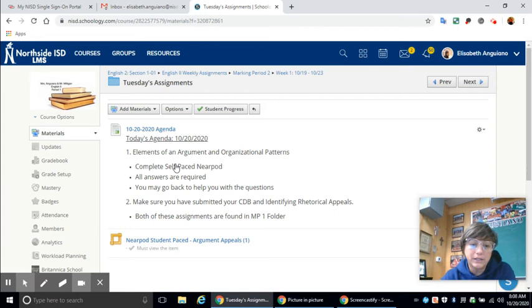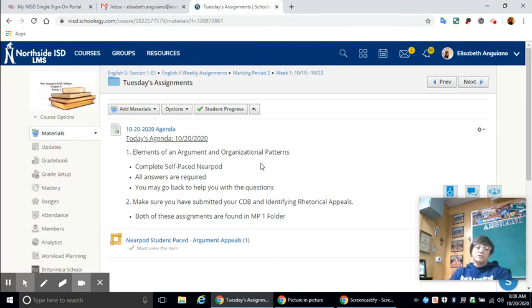So you're going to complete the self-paced Nearpod. All answers are required. So there are going to be some activities as you go through the slide, and you have to answer those on there, okay? And then, like I said, you can toggle back and forth to help you if you need to go back. If you need to look for an answer, specific answer, you can go back.